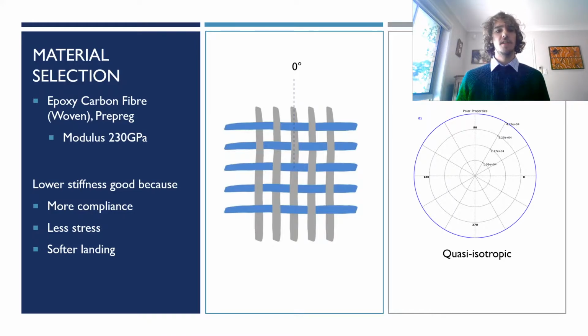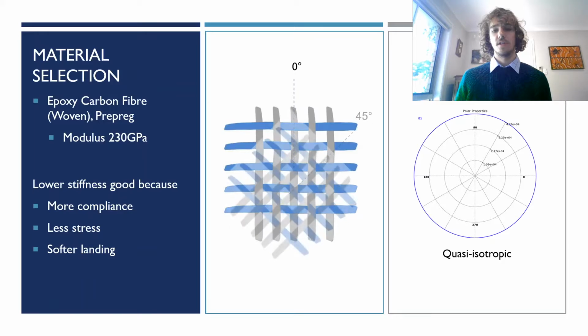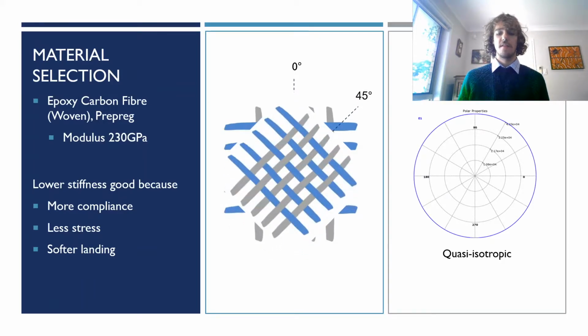So for material selection, I chose carbon fiber pre-preg woven fabric. I chose the lower modulus one pretty much because it's got more compliance, so it allows for a softer landing, and I found through running simulations that there was less stress. So with the woven fabric, I decided to make a quasi-isotropic material by having one weave at 0 degrees and another weave placed on top at 45 degrees, and these would alternate in the laminate.